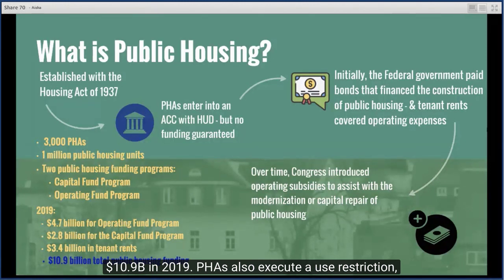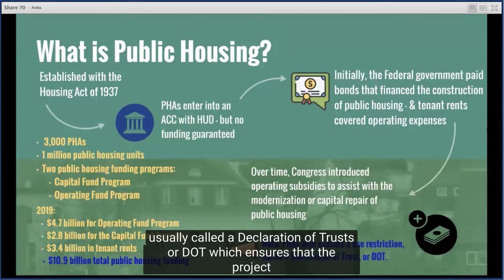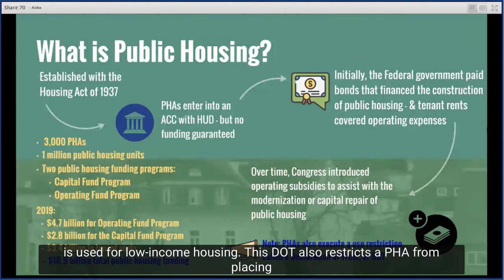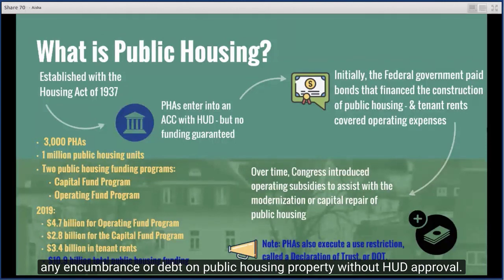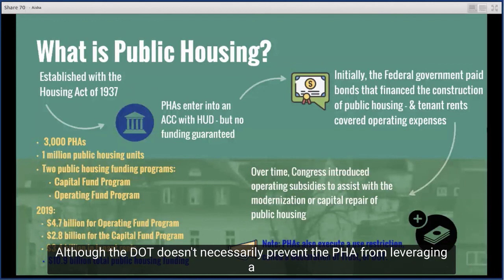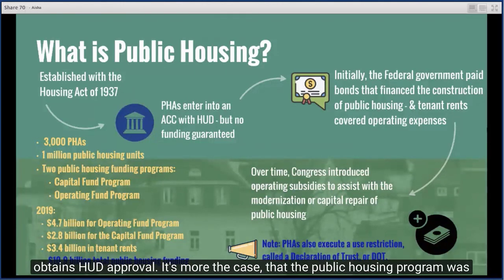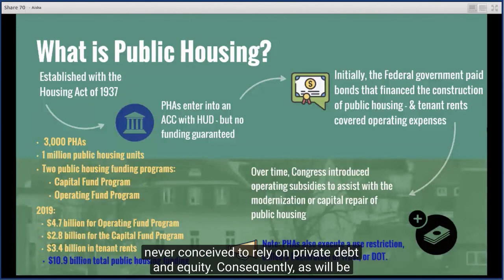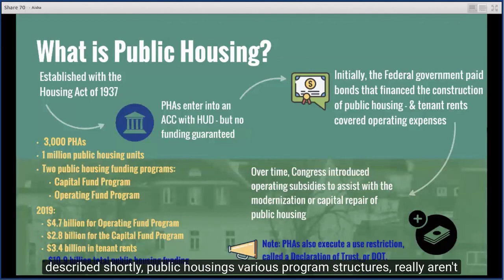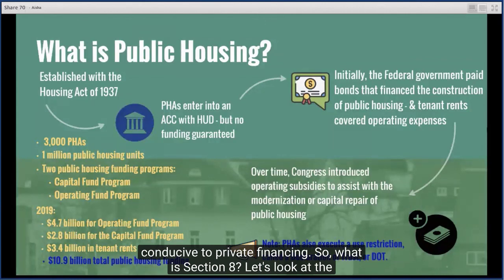PHAs also execute a use restriction, usually called a Declaration of Trust, or DOT, which ensures that the project is used for low-income housing. This DOT also restricts a PHA from placing any encumbrance or debt on public housing property without HUD approval. Although the DOT doesn't necessarily prevent the PHA from leveraging a public housing property, such as securing a mortgage, as long as it first obtains HUD approval, it's more the case that the public housing program was never conceived to rely on private debt and equity. Consequently, as will be described shortly, public housing's various program structures really aren't conducive to private financing.